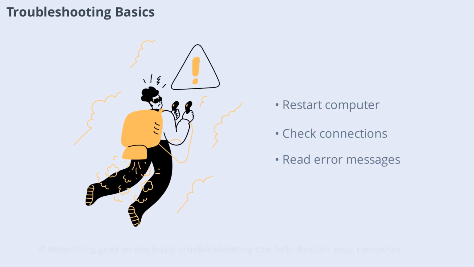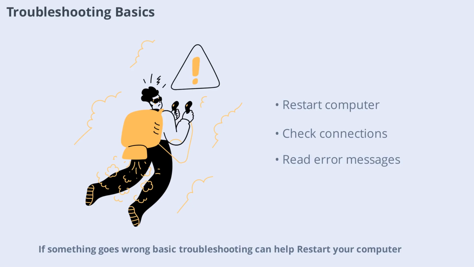If something goes wrong, basic troubleshooting can help. Restart your computer, check cables and connections, or look for error messages. Many problems can be fixed with simple steps. If issues persist, consult help resources or contact support for assistance.